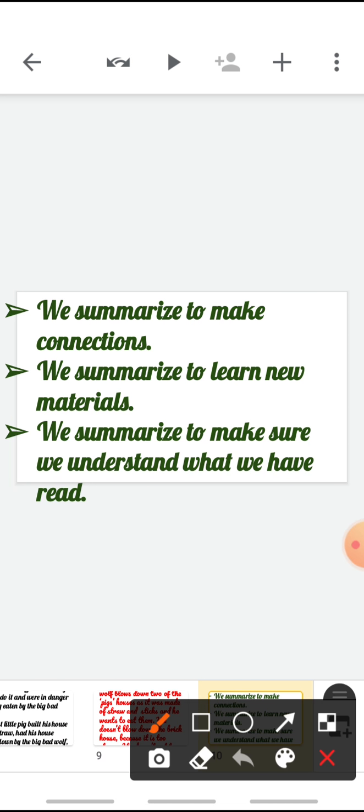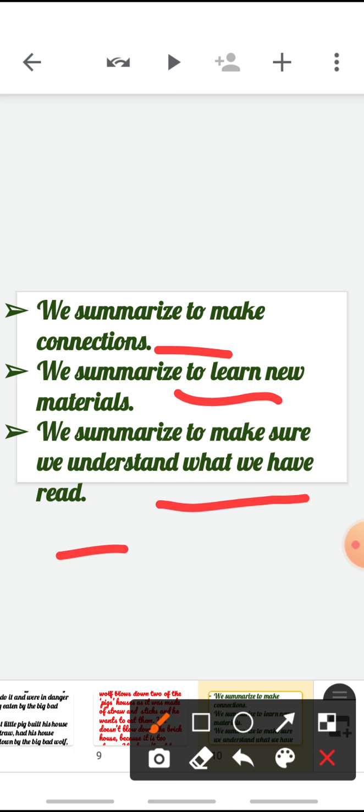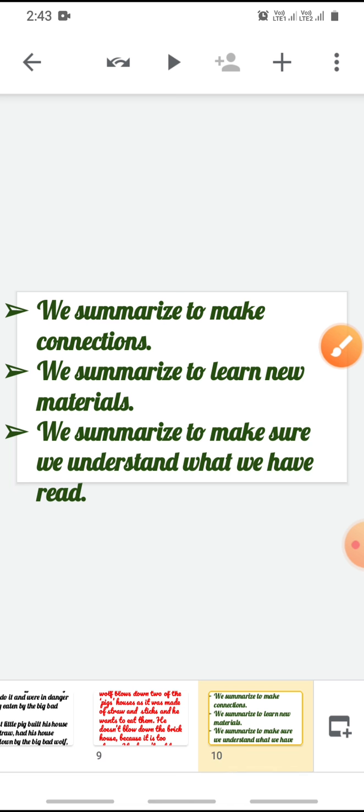Now we summarize to make connections. Why do we summarize, children? We summarize to make connections. We summarize to learn new materials. We summarize to make sure we understand what we have read. To understand what we have read.